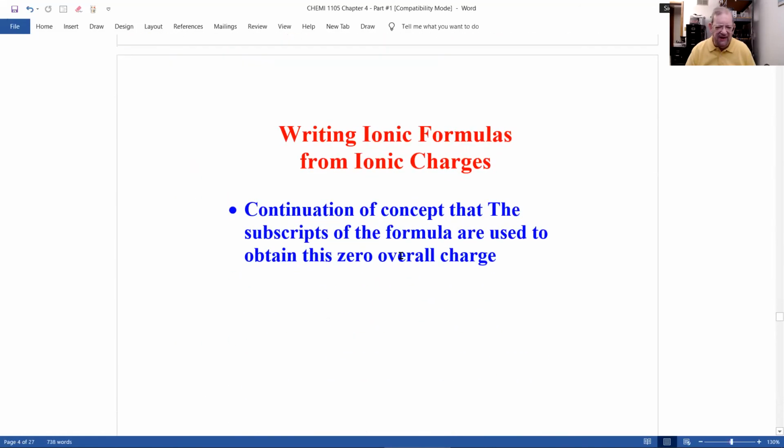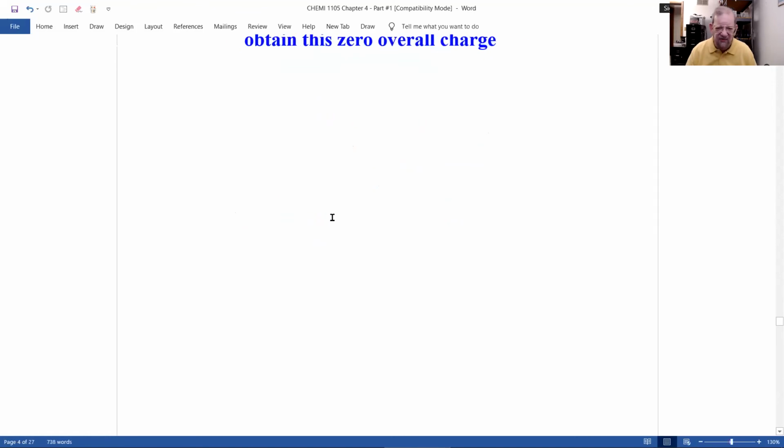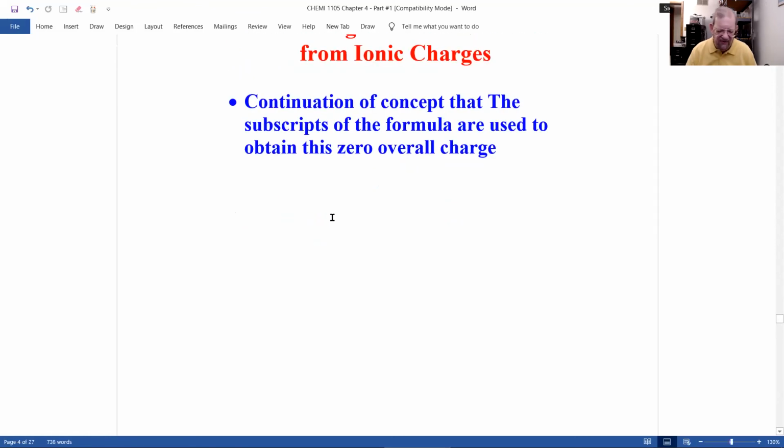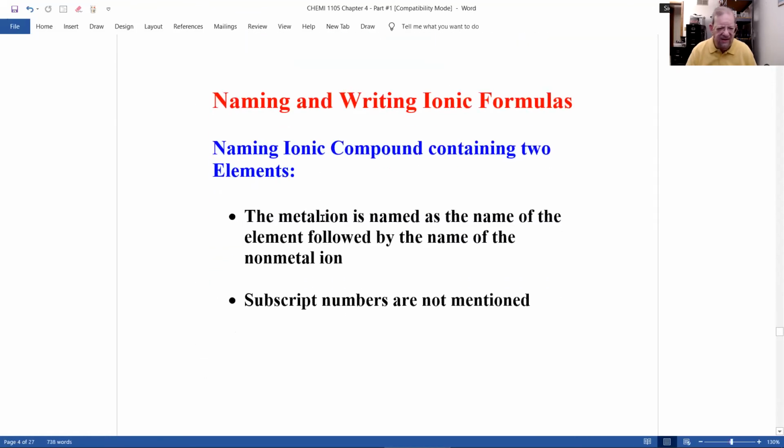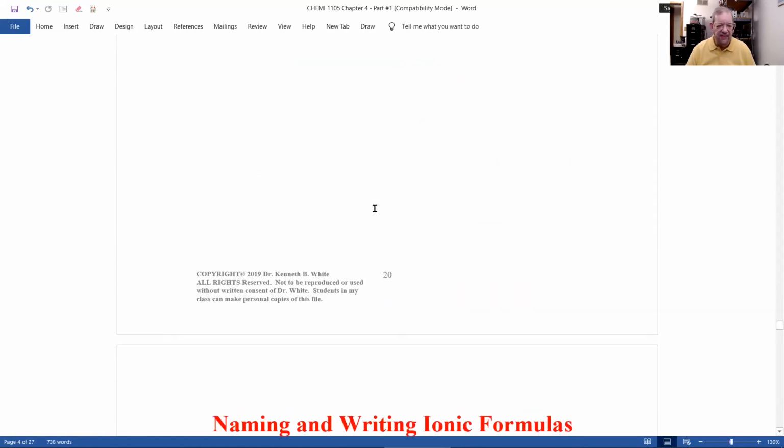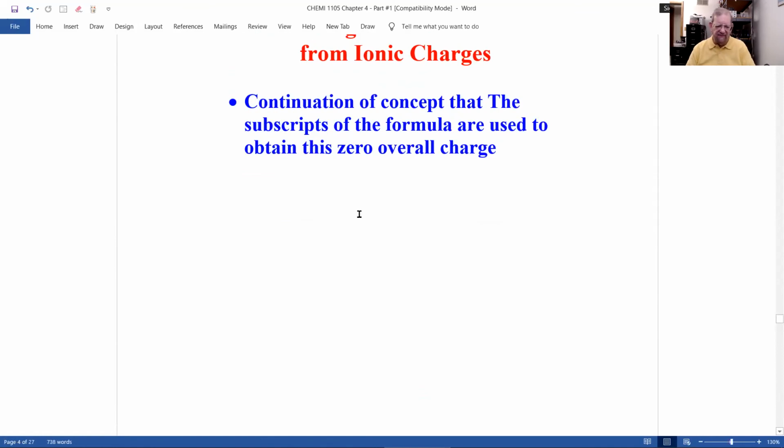So what does that mean? When you're writing ionic formulas, the formula for a molecule that's made up of ionic charges, the subscripts of the formulas are used to obtain zero overall charge. What does that mean? Let's take a look at this.